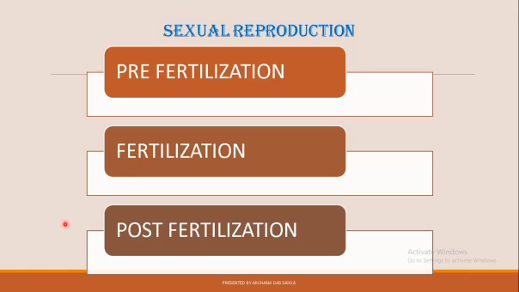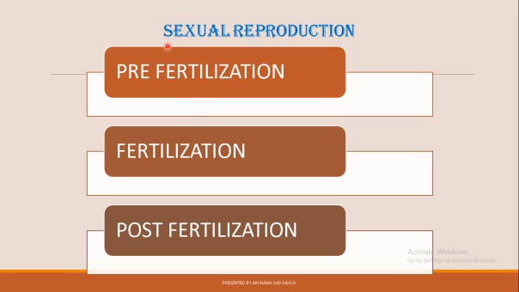Now we will move on to the next type of reproduction, sexual reproduction. Sexual reproduction involves three major events: pre-fertilization, fertilization, and post-fertilization. All three events are equally important. Absence of any one of the events will result in failure of reproduction.